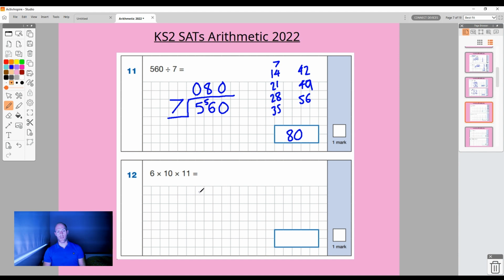6 times 10 times 11. Doesn't matter which way around you do this, but it might be slightly easier if we match this 6 and 11 off. 6 times 11 is 66. And then times by 10. We can just add a 0 on there, 660.